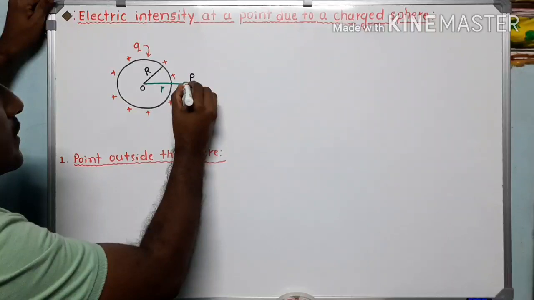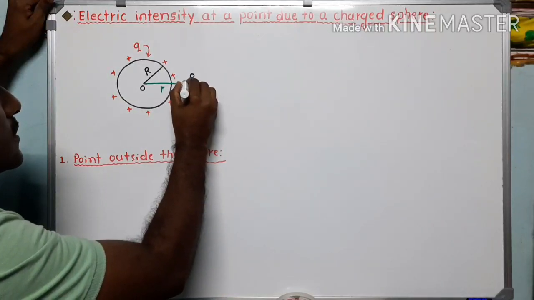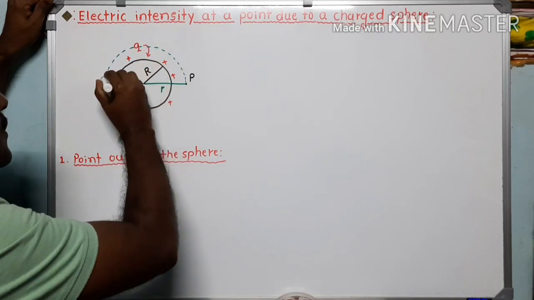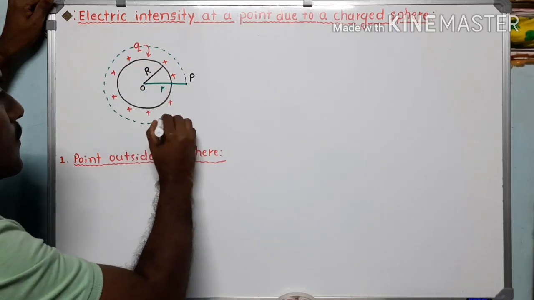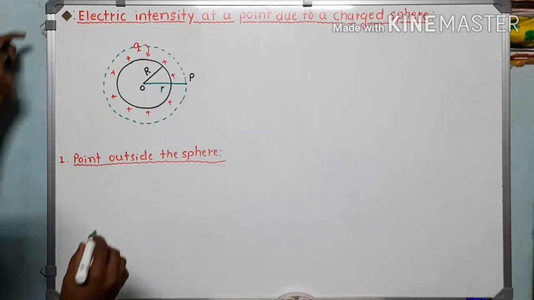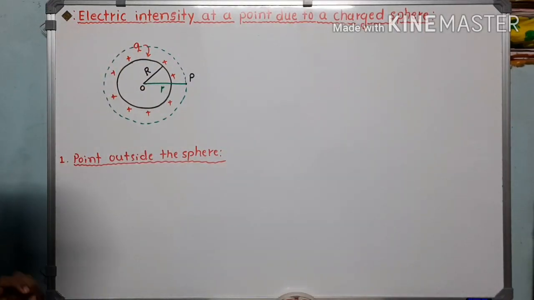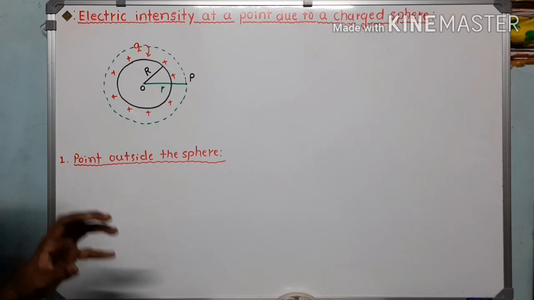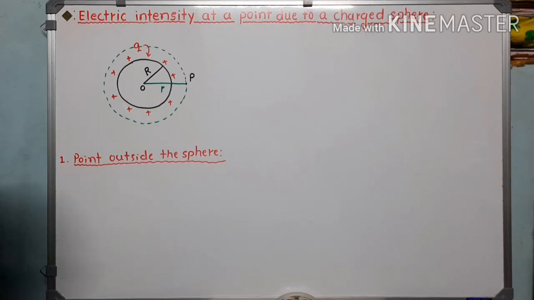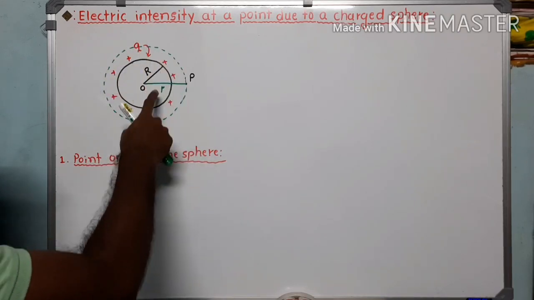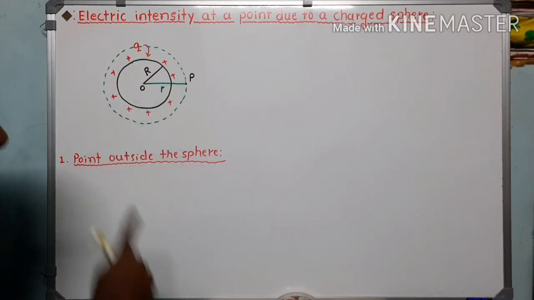You have to imagine a sphere or closed surface. Why should you imagine a closed surface? Because you can apply the Gauss theorem only to closed surfaces. That's why I have considered a closed surface of radius small letter r.